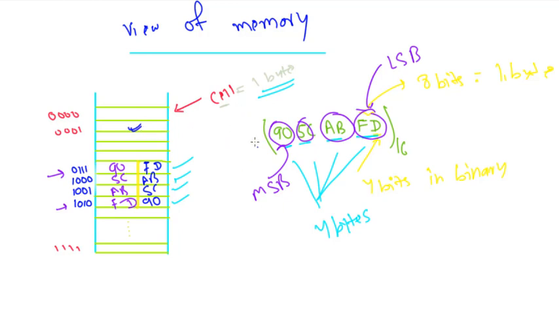But if it is of more than 1 byte, then I have to decide whether my MSB will go to the lowest address or my LSB will go to the lowest address. Don't think that there are 4 cells and 4 bytes, so I will have some combination like 4 factorial ways to represent. No, there are only 2 ways. We are not going to play a combinatorics game here. We just have 2 ways. Either we represent MSB at the lowest address or we represent LSB at the lowest address.